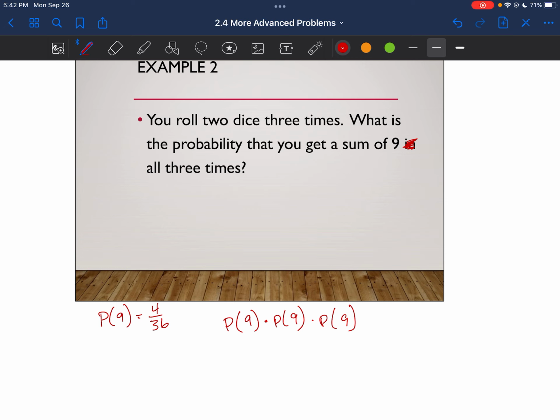So that's just going to be 4 out of 36 times 4 out of 36 times 4 out of 36. And again, you can just leave your answer like that.